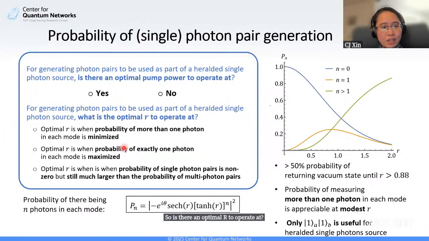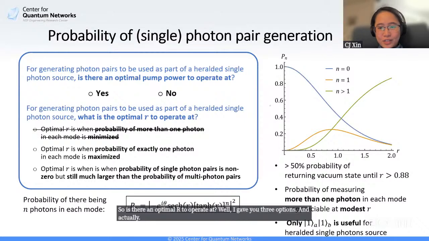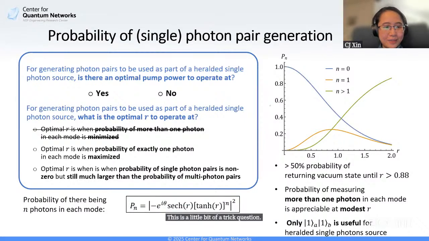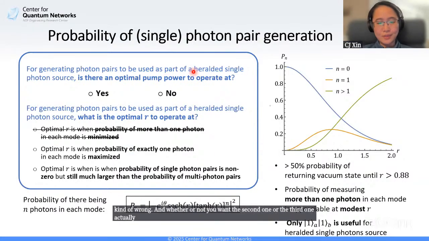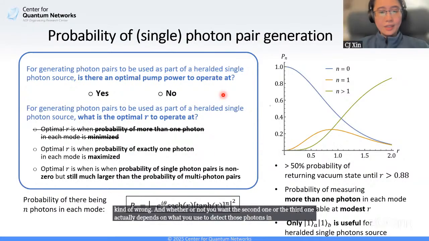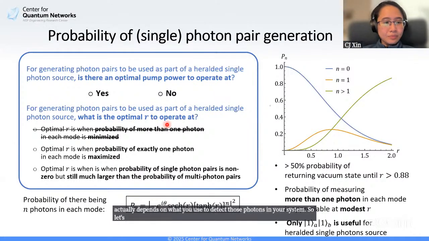Well, I gave you three options. And actually, this is a little bit of a trick question because only the first option is kind of wrong. And whether or not you want the second one or the third one actually depends on what you use to detect those photons in your system, whatever you build.